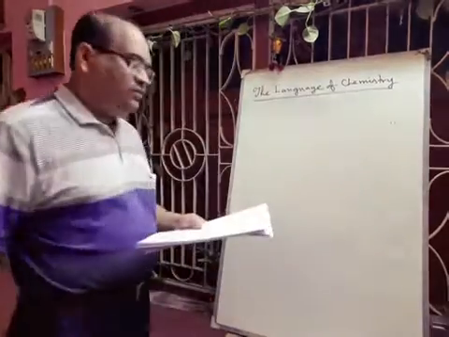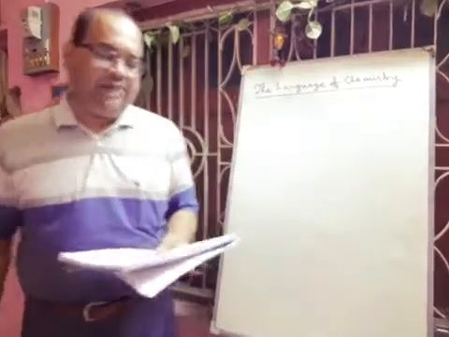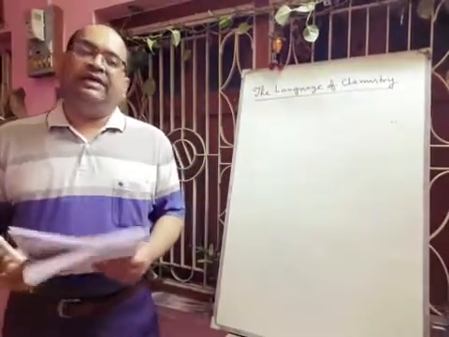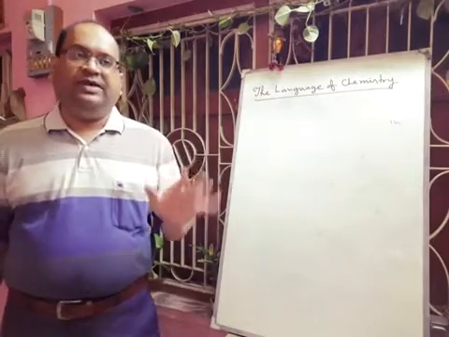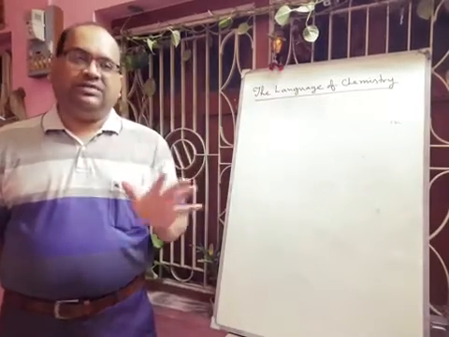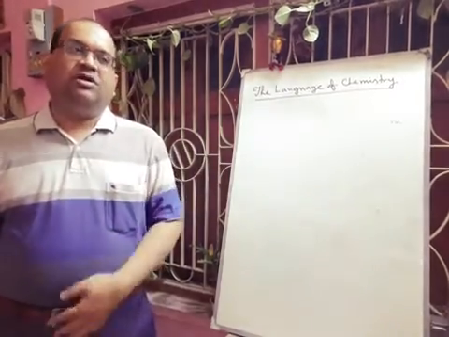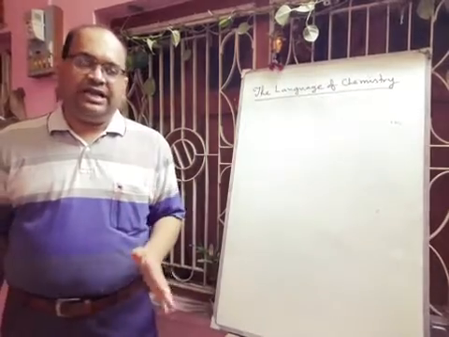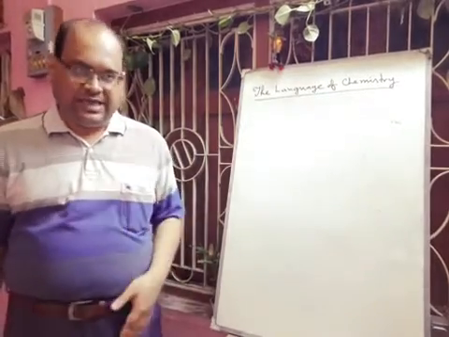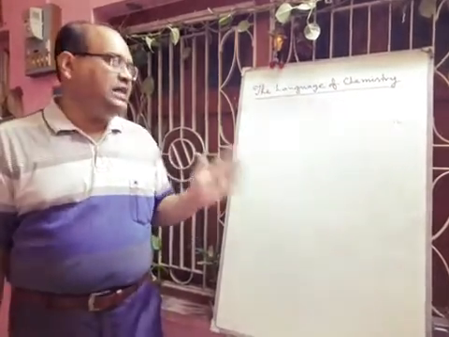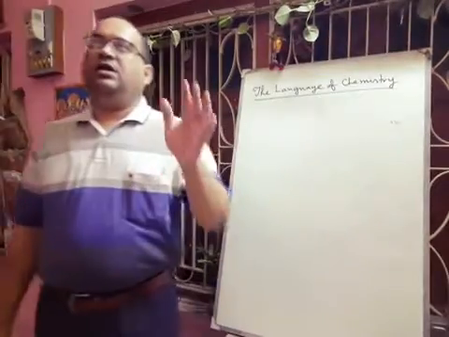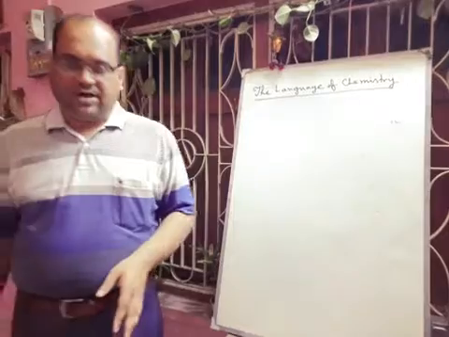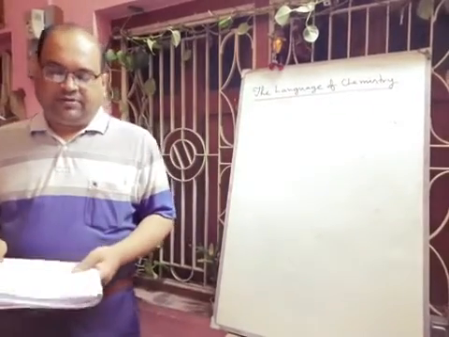Next question is given: why should a chemical equation be balanced? A chemical equation should be balanced because it should obey the law of conservation of mass. According to this law, mass cannot be created or destroyed in a chemical reaction. So when you are not writing a balanced equation, that means you are violating the law of conservation of mass. Okay, that you have to write.